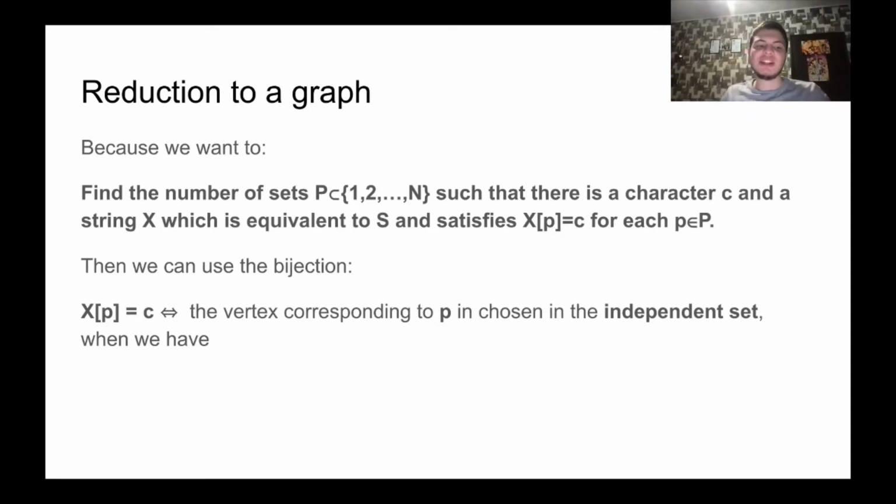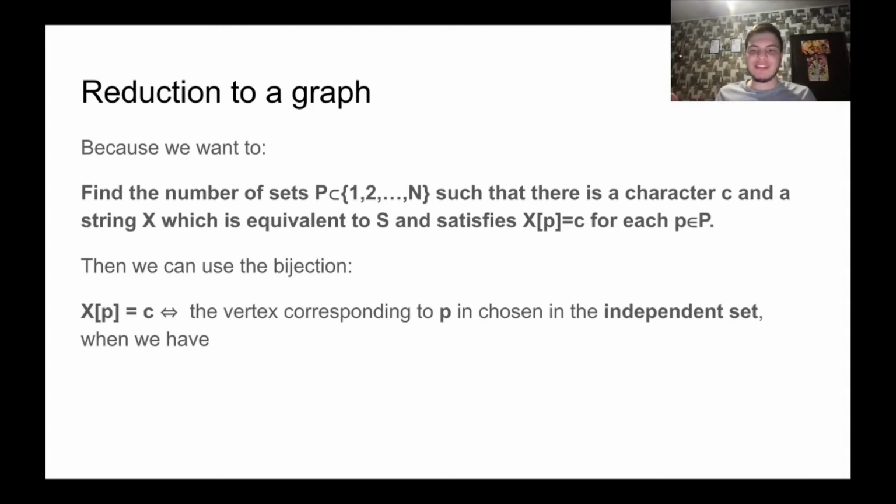And we can actually use a bijection. Basically, we are going to choose this position P to be in our set, like in the large set, or in the subset, if and only if P is actually in the independent set. And you can see why this is correct. For the independent set, for every edge, we won't have both its endpoints in the subset.